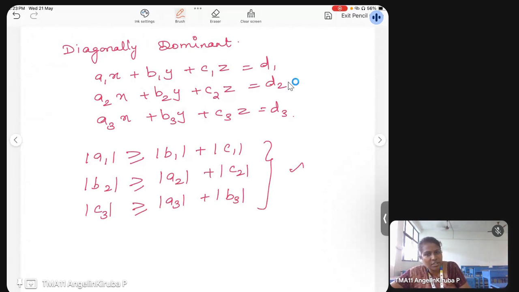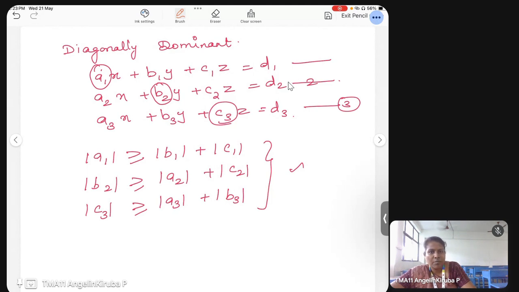That is, in the first equation. So, which one is the first equation in this? This is the first equation. Am I right? So, in the first equation, the coefficient of x should be greater than the other two coefficients, that is, the coefficients of y and z. Right? This should be greater. And in the second equation, the coefficient of y should be greater than the coefficients of x and z. And in the third equation, the coefficient of z should be greater than or equal to the other two coefficients. Okay, so this is called the diagonally dominant condition.